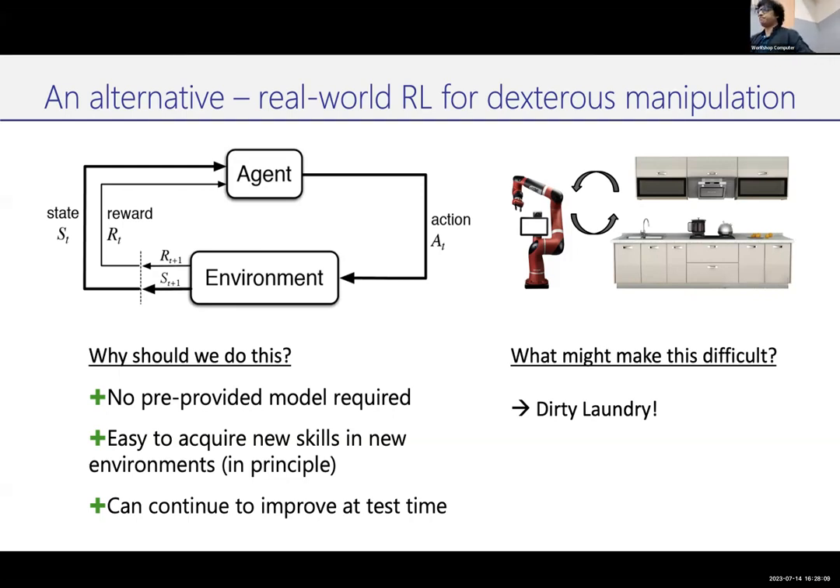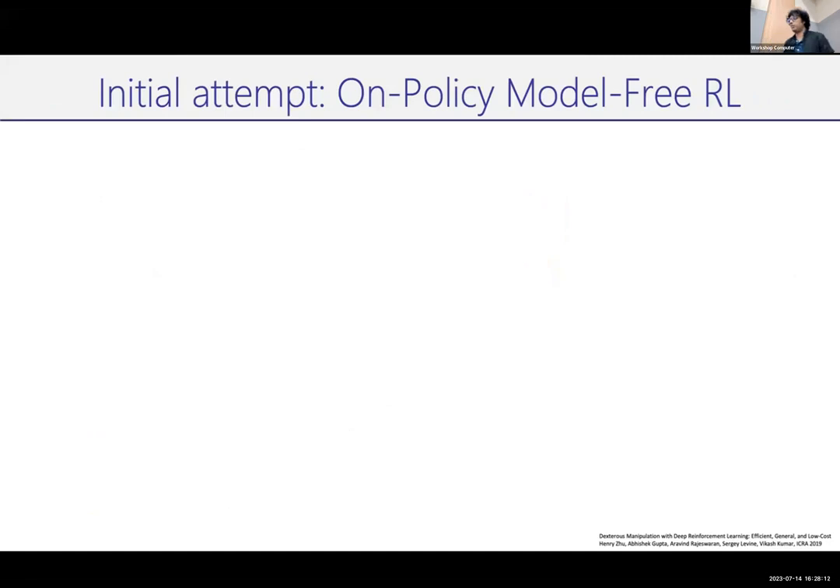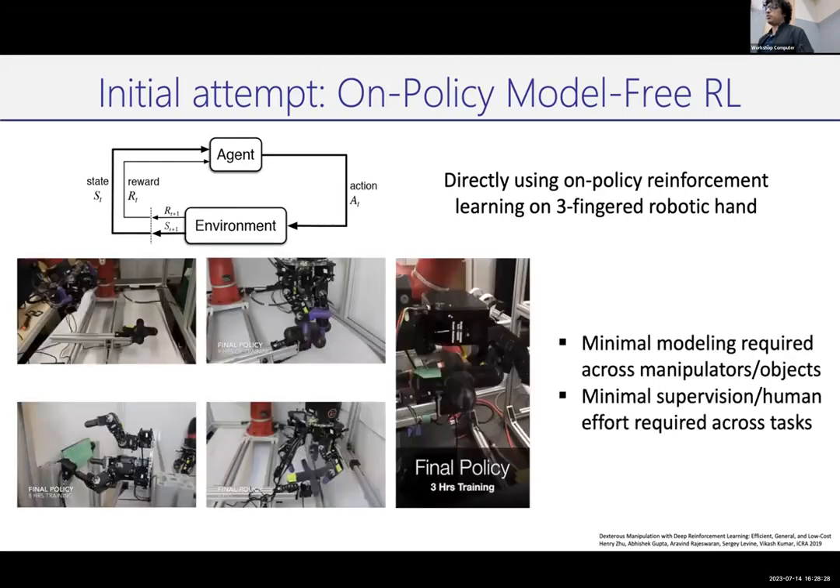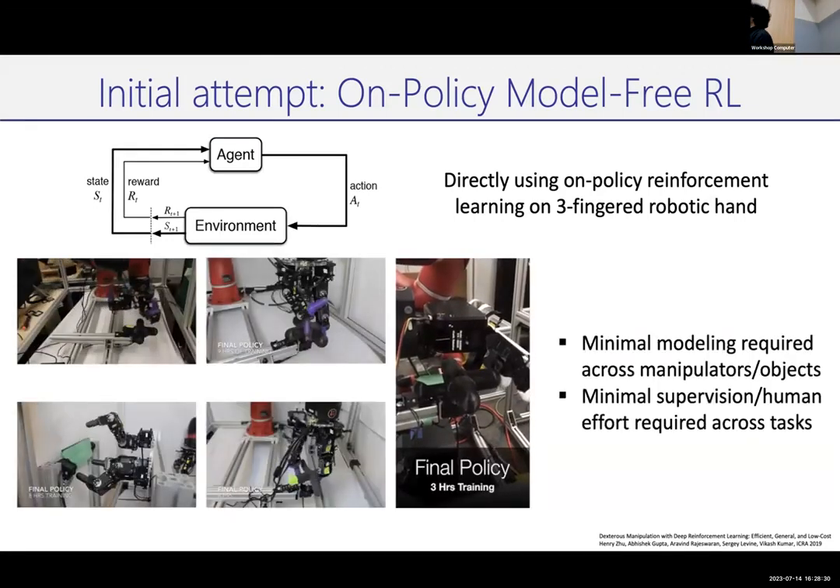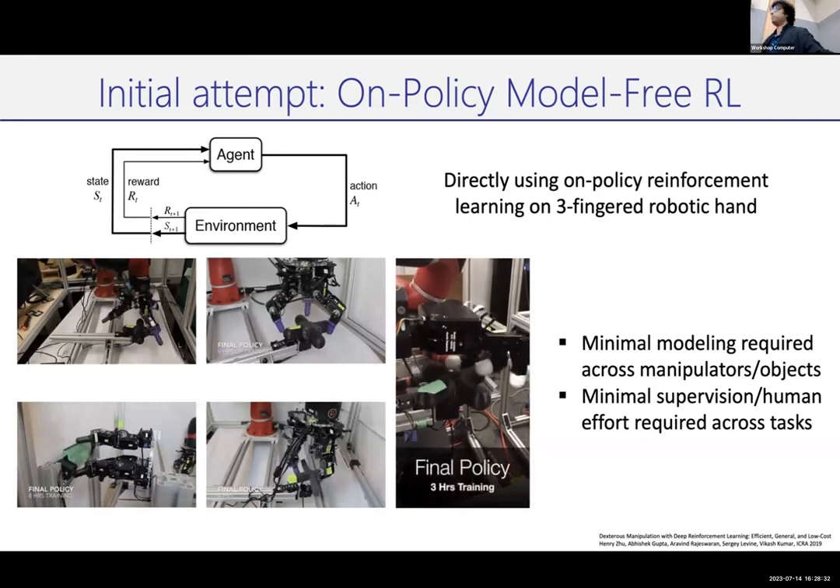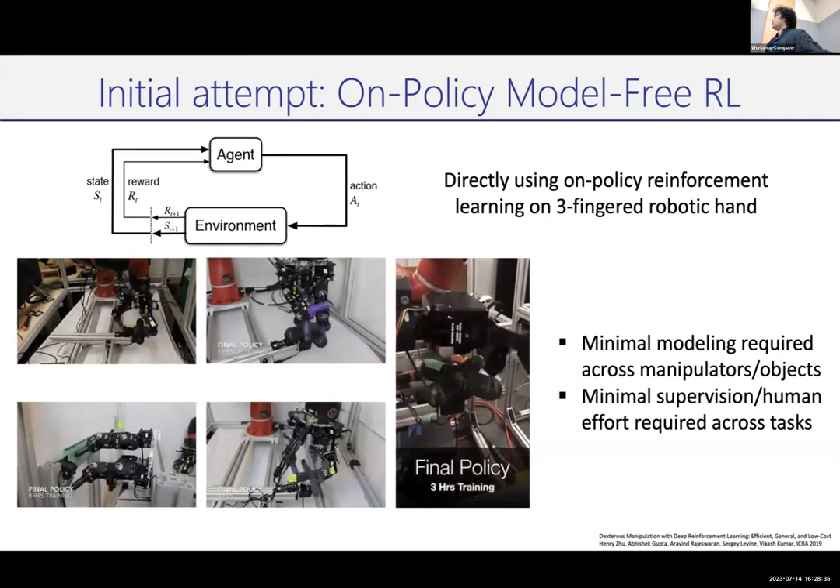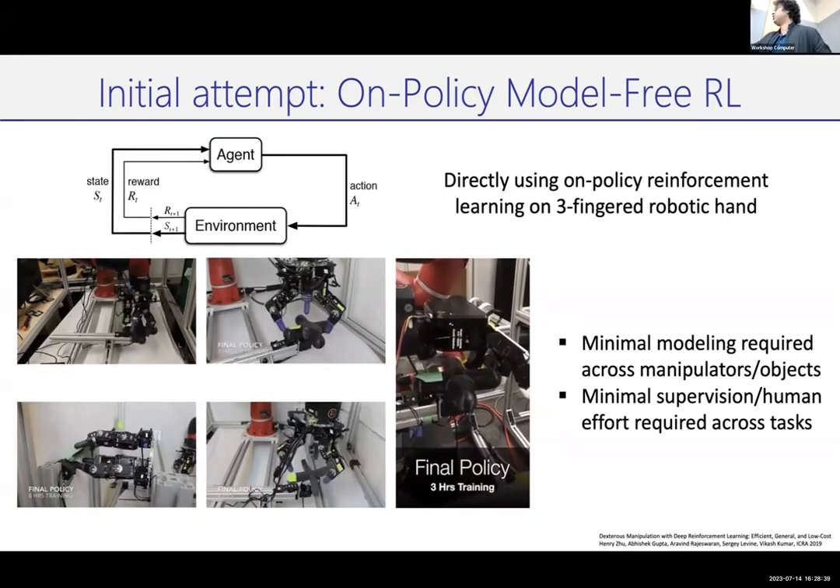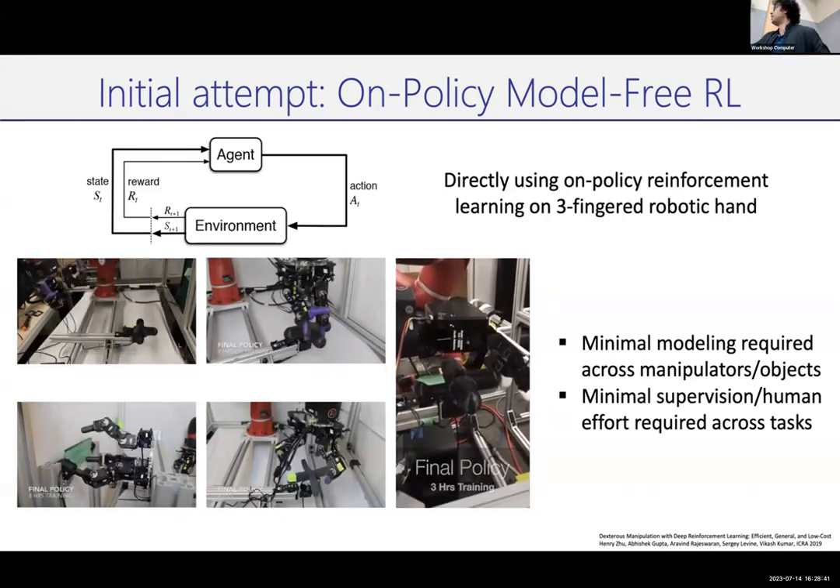Okay. So the initial attempt that we tried back in 2019 was trying to do on-policy model-free RL. So we were trying to do a version of PPO or TRPO, natural policy gradient was what we were using. But we were trying to use it directly on this 3-fingered robotic hand to try and do tasks where you had to rotate this valve object or flip objects on an axle. And so you can see that this learns how to do things. In some cases, it takes like 10 hours, and in some cases like 6 to 8 hours.